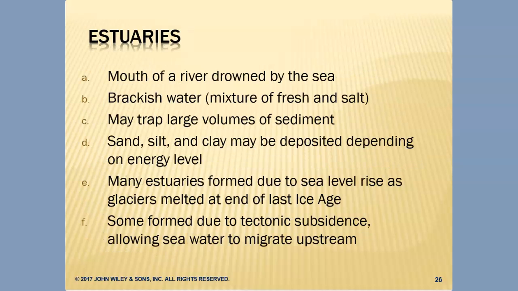Estuaries are formed when the mouth of a river is drowned by the sea. How can the mouth of the river be drowned by the sea? Perhaps it's due to tectonic subsidence, which allows the seawater to migrate upstream. It could also be due to rising sea levels. Glaciers melted at the end of the Pleistocene and the sea level rose.